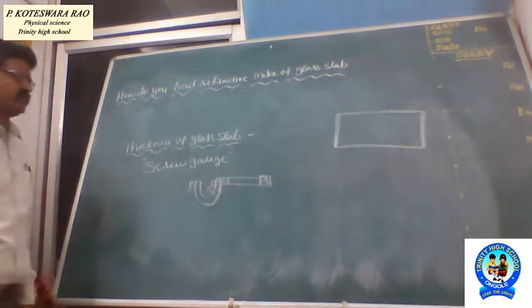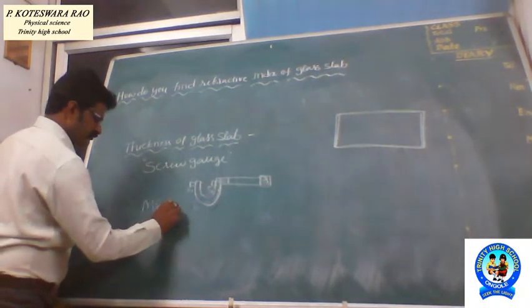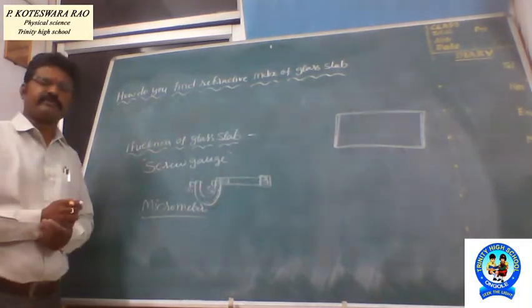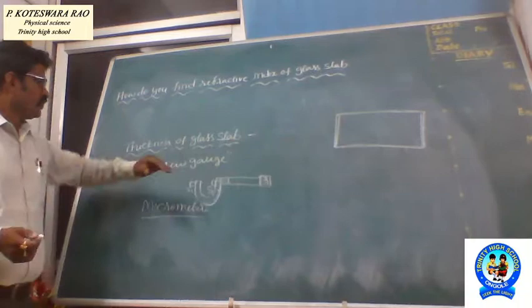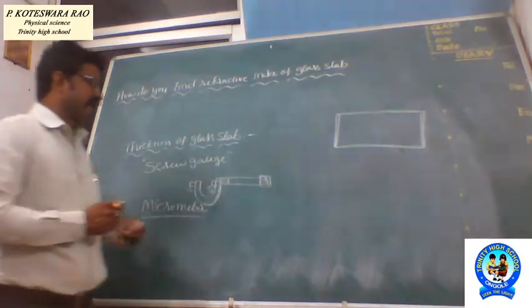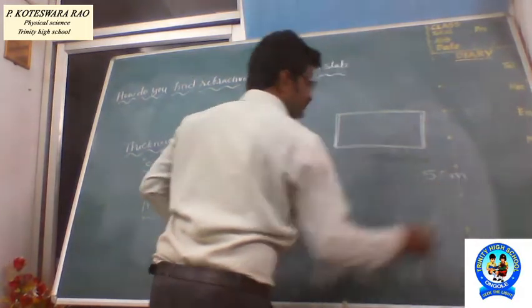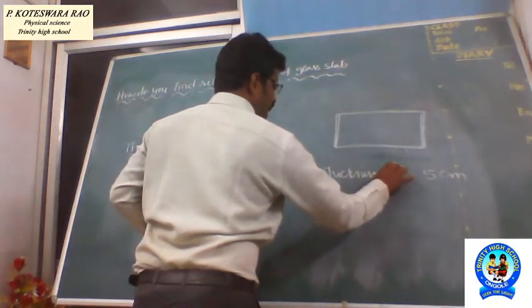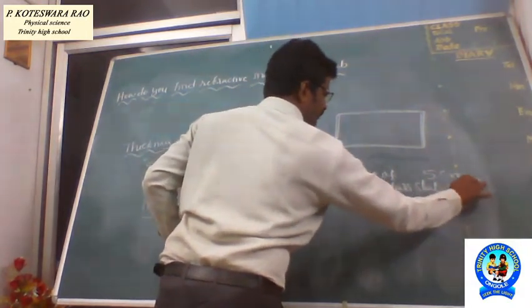What is the other name of the screw gauge? The screw gauge is also called a micrometer. So with the help of this screw gauge, we have to find the thickness of the glass slab. Suppose it is 5 centimeter. So the thickness of the glass slab is 5 centimeter.